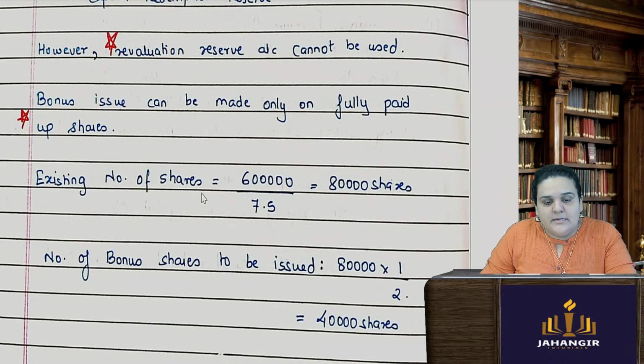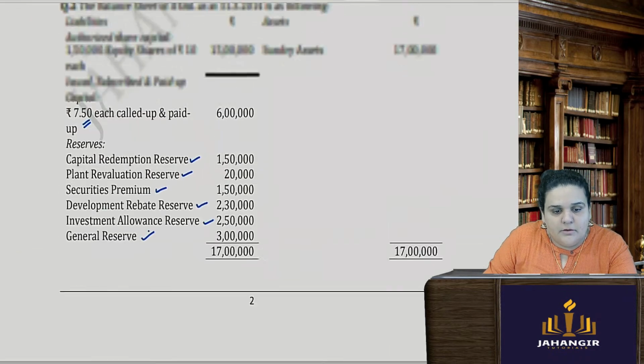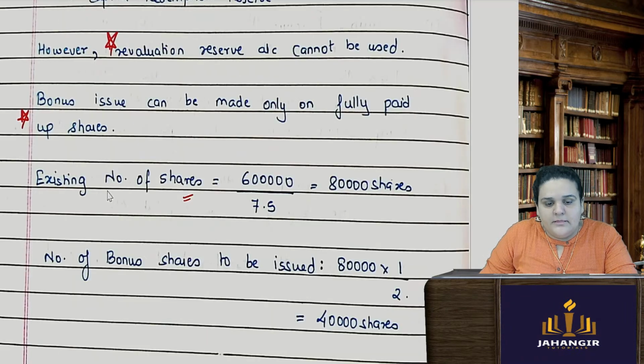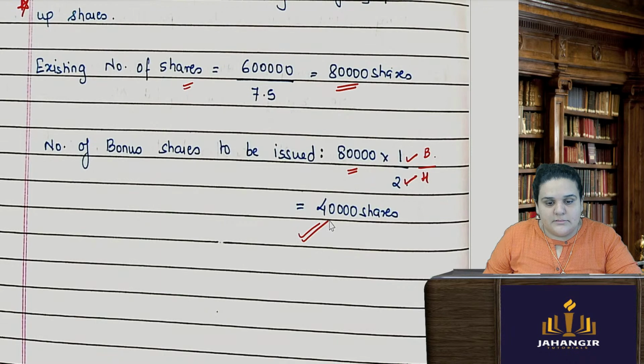So now, the existing number of shares is how much? 6 lakhs, I will divide by the called up amount 7.5. That means there are 80,000 shares. In order to find the bonus, they are giving us one bonus out of 2 held. So bonus upon held: 80,000 total, 1 divided by 2, 40,000 shares I am going to get as bonus.